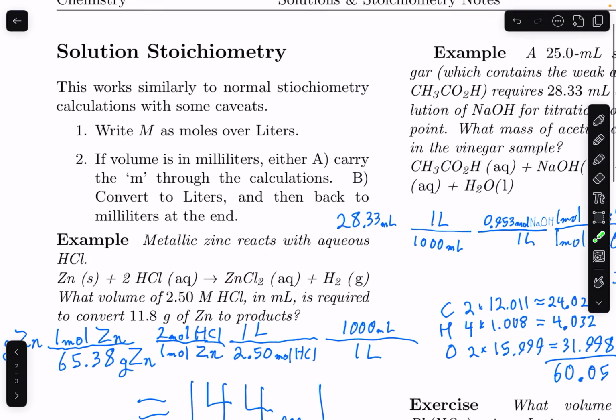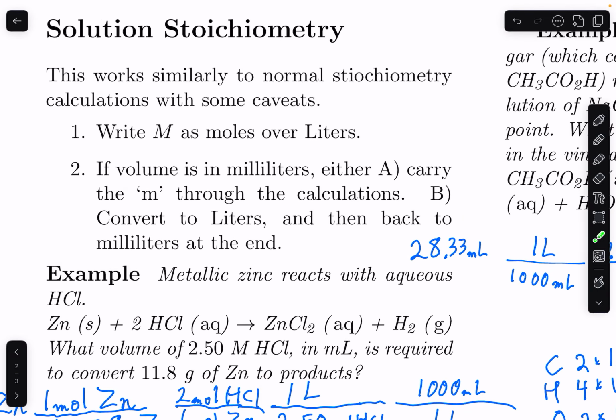Now, oftentimes you're going to use stoichiometry with molarity, and here's some tips. Write M, capital M, molarity, as moles of whatever the solute is over liters. And secondly, if volume is in milliliters, you can often carry that M through the calculations, or you can convert it to liters and then back to milliliters at the end.